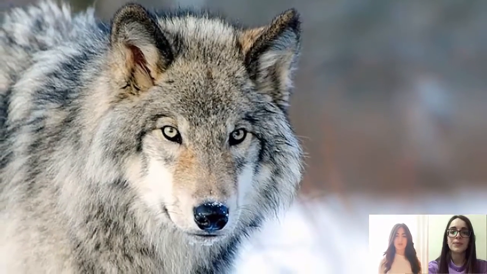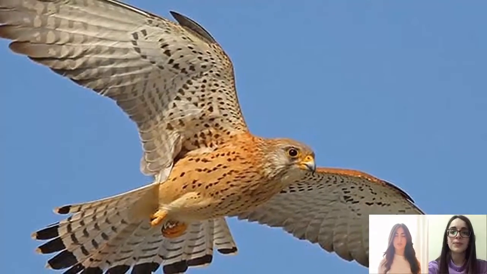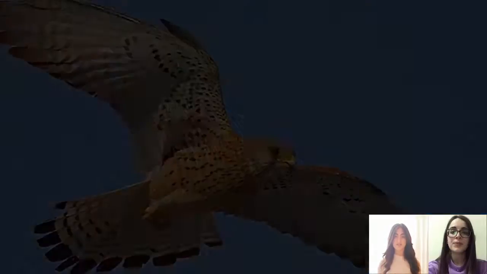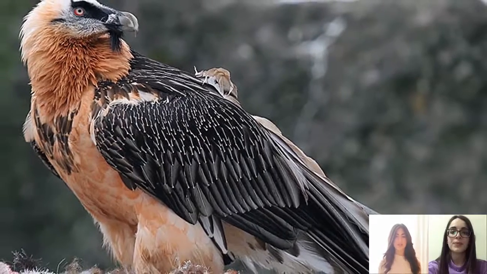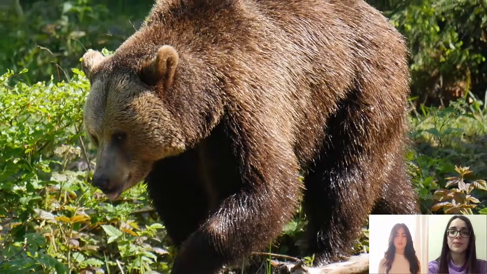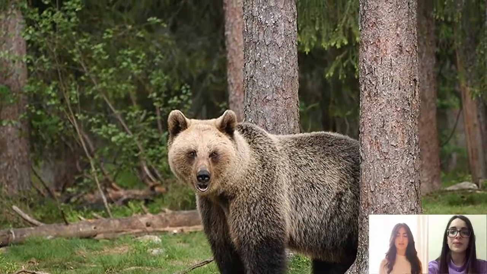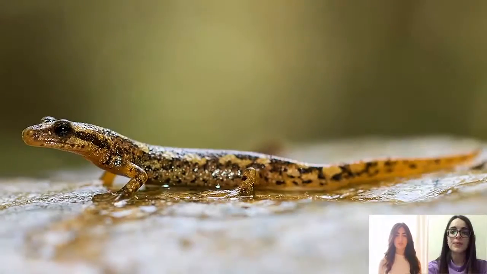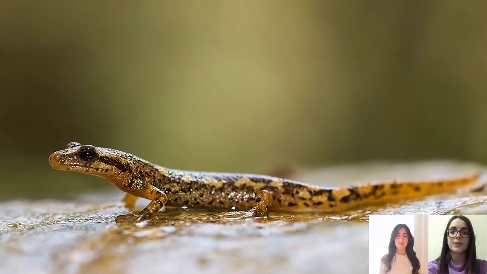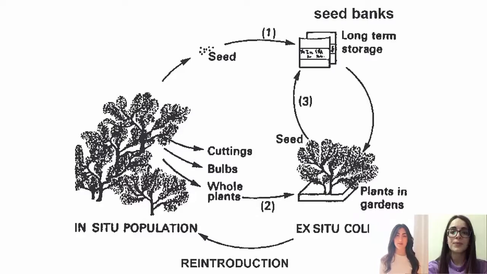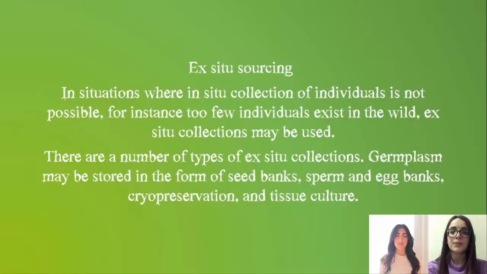In situations where in situ collection of individuals is not possible, for instance when too few individuals exist in the wild, ex situ collections may be used. There are a number of types of ex situ collections. Germplasm may be stored in the form of seed banks, sperm and egg banks for preservation, and tissue culture. This method allows the storage of many individuals and has high potential for reintroduction. Since this method allows for storage of a high number of individuals, it maximizes genetic diversity. Once collected, the material can last for relatively long periods in storage.